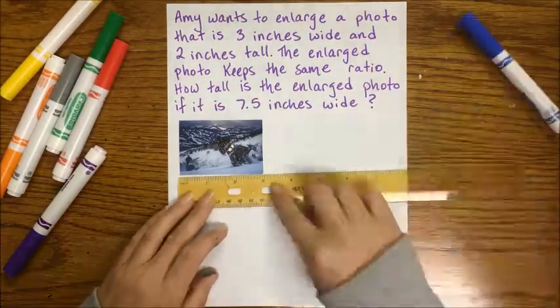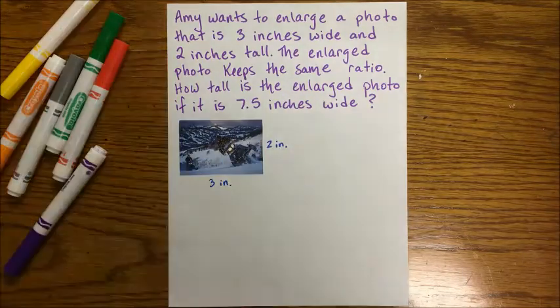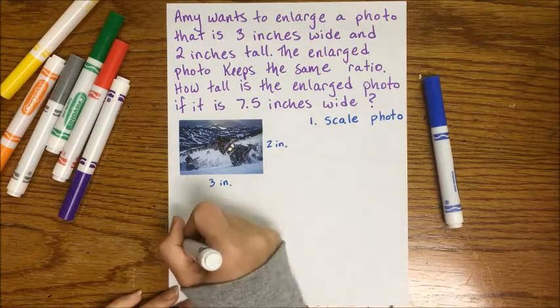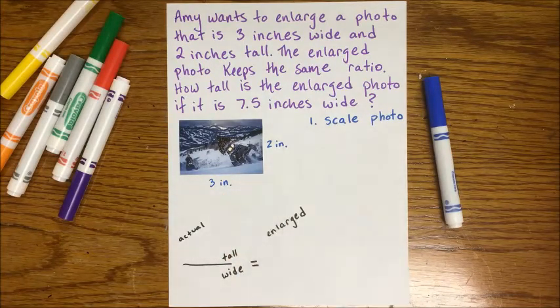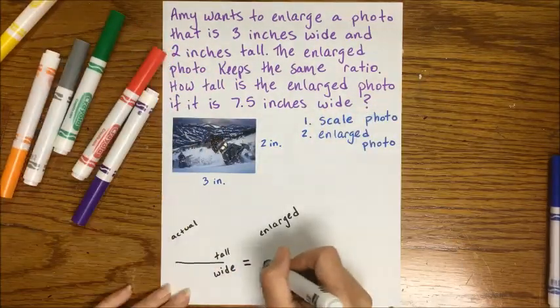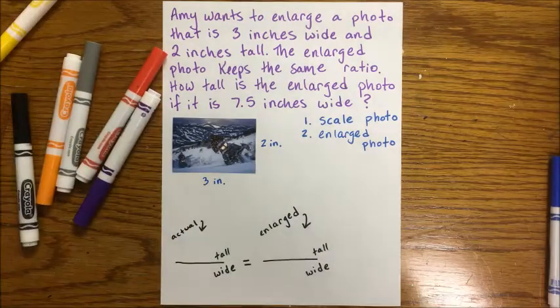So here's the photo, and we can measure it, and we'll write down that it's 3 by 2. Our first step is we want to write down the scale photo ratio, or the ratio for the actual photo. And our second step is that we will also write down a ratio for the enlarged photo so that we can compare them. And we want to keep our labeling consistent.